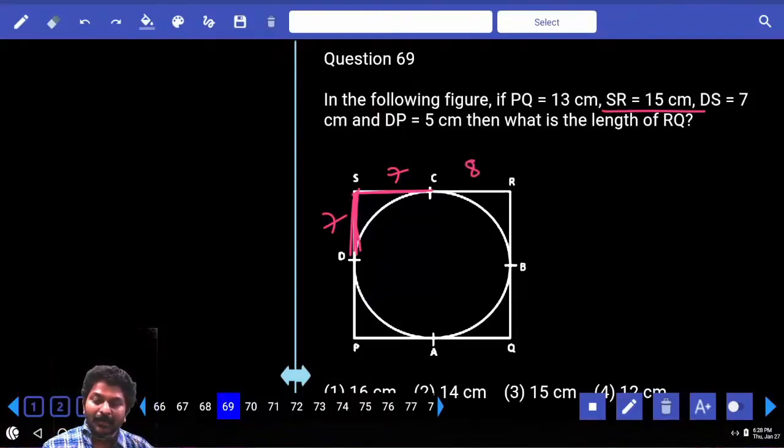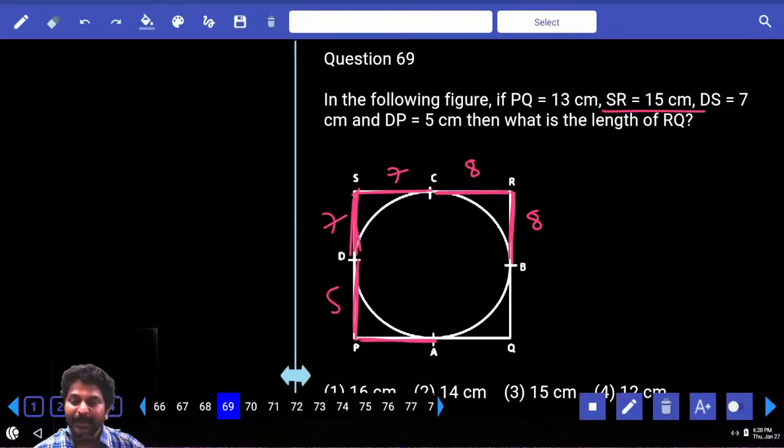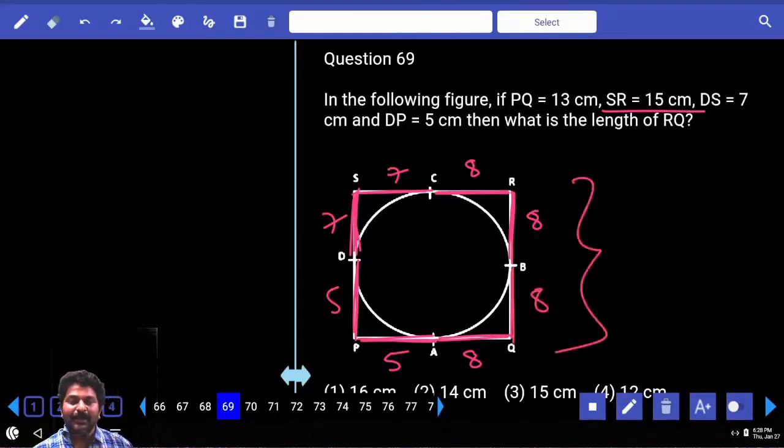Now, the exact opposite sides, CR, RB, both are again tangents, then RB must be equal to 8. Next, DP is 5. If this fellow is 5, DP and PA must have equal length, right? This is 5. PQ is 13. Out of 13, 5 is already there. Then the remaining AQ length and BQ length must be equal. That must be 8. Then RQ is equal to 8 plus 8, which is 16.